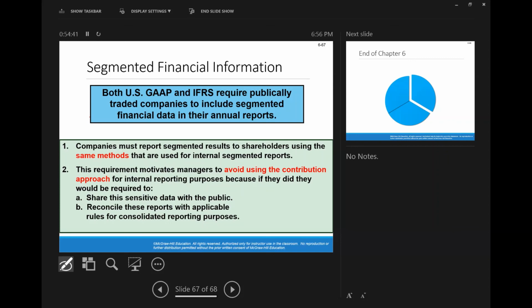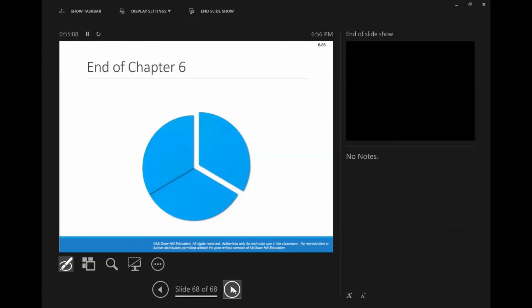And so you may not want to do those. If you don't want to have them see them, then you wouldn't do it that way. You would only do the other approach. So it says this requirement motivates managers to avoid using the contribution margin approach, because maybe you wouldn't want people to see that. And that's why you wouldn't do it internally, because they would be required to report it. So I thought that was kind of interesting, that if they're publicly held, they have to show it that way. And that is the end of chapter 6.